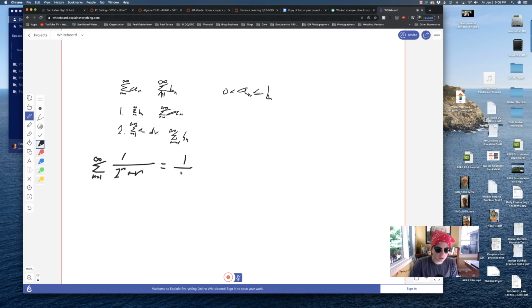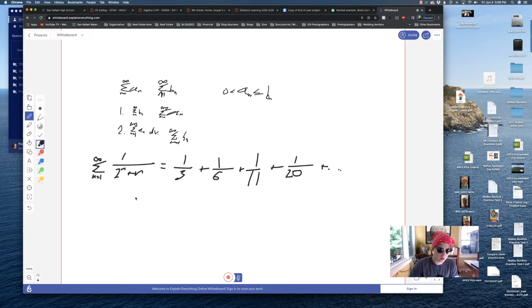When n equals 1, 1/3. N equals 2, 1/6. N equals 3, 1/11. N equals 4, 1/20. And so on.